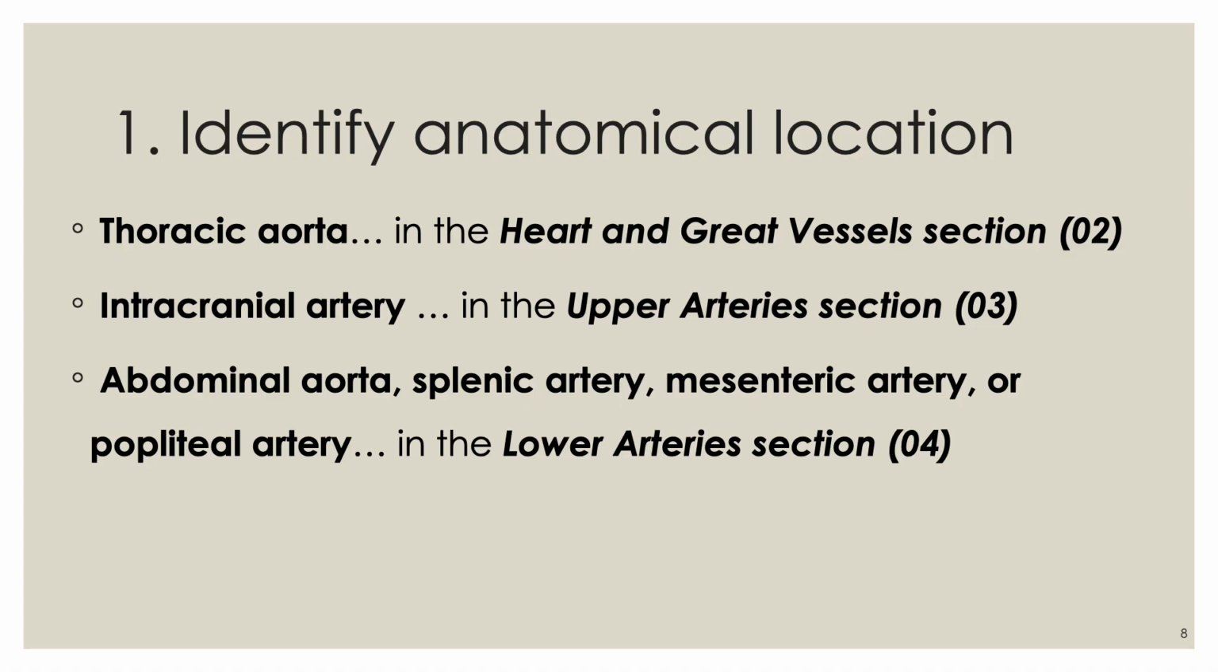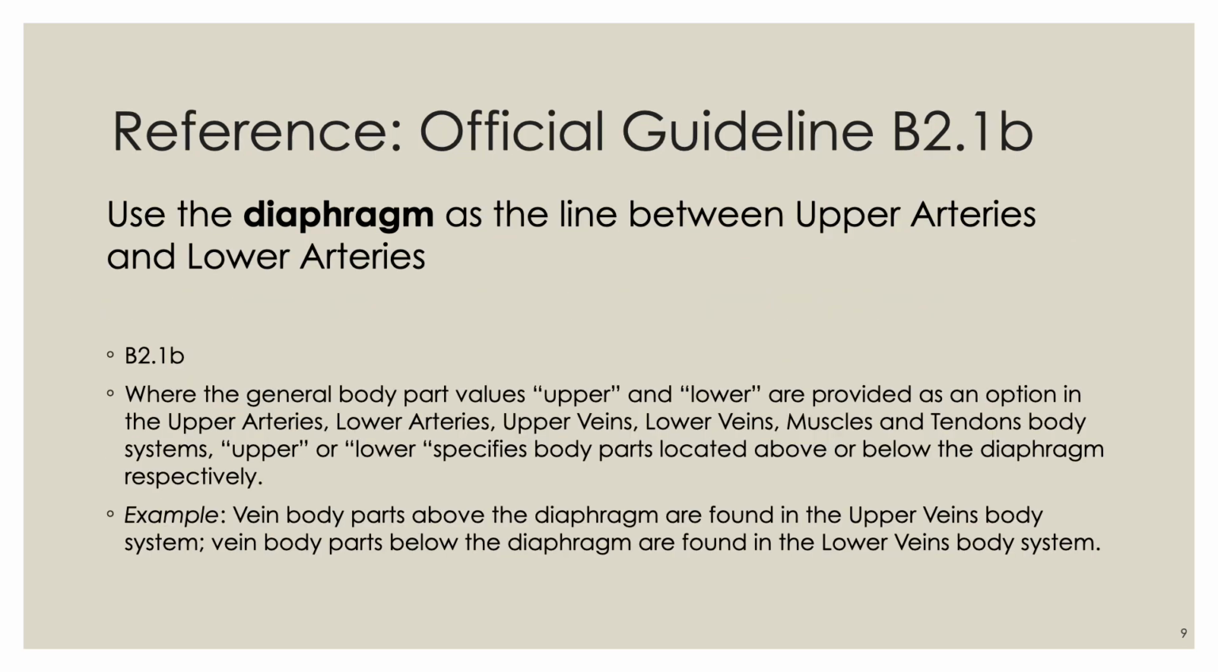Now, are you wondering, well, how do I know if this aneurysm is an upper or a lower artery? Worry not, because we have a guideline right there in the front of your ICD-10-PCS codebook. It's official guideline B2.1b. And it basically says you're going to use the diaphragm as the line between upper arteries and lower arteries. The guideline is right there, but it's pretty simple.